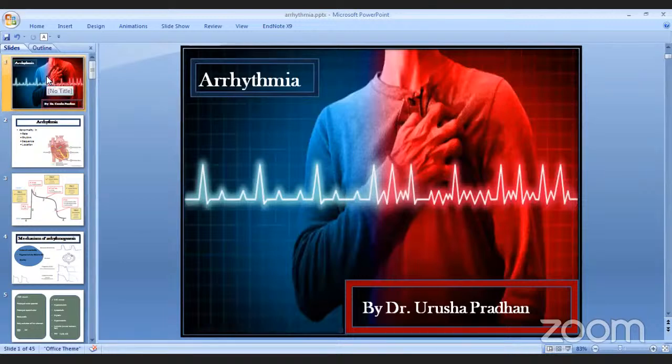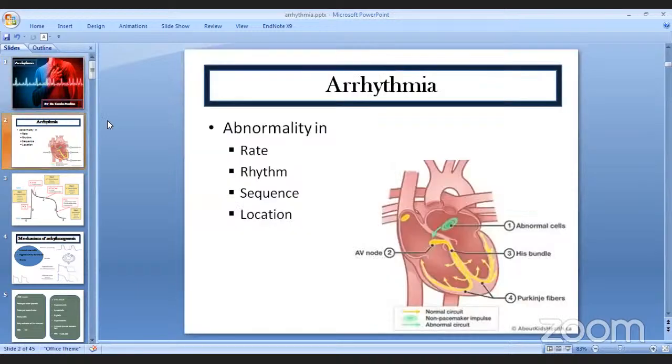Hello everyone, as a lecture on arrhythmia. So let me start with the definition of arrhythmia. Arrhythmia is an abnormality in four entities. The first one is rate, because we all know that a person's heart rate is supposed to be between 60 to 100 beats per minute. Below 60 or above 100 is an abnormal heart rate. So that's when we call it an arrhythmia.